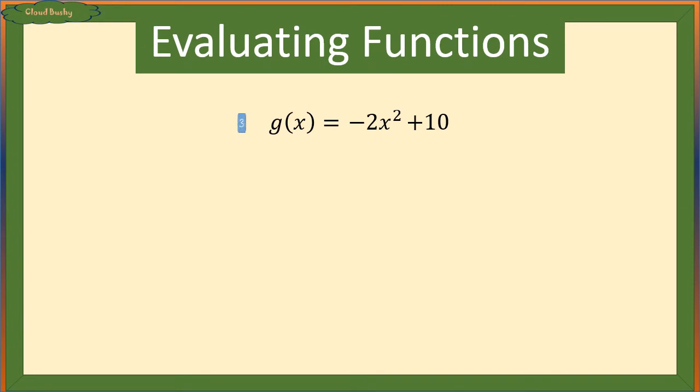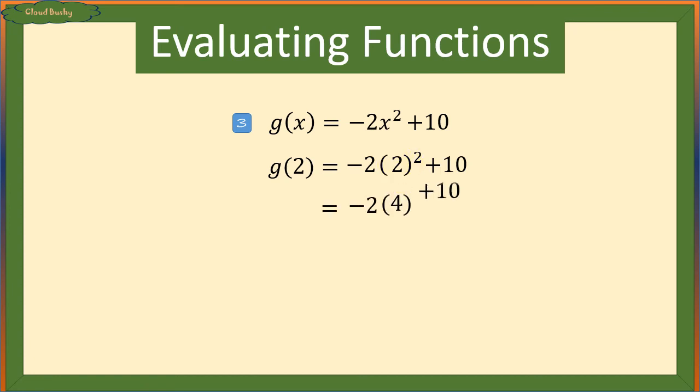We have a function here, g of x is equal to minus 2x squared plus 10. We want to find g of 2, which is equal to minus 2 times 2 squared plus 10. So we have minus 2 times 4 plus 10. This is equal to minus 8 plus 10. Enough to say g of 2 is equal to minus 8 plus 10, which is 2.